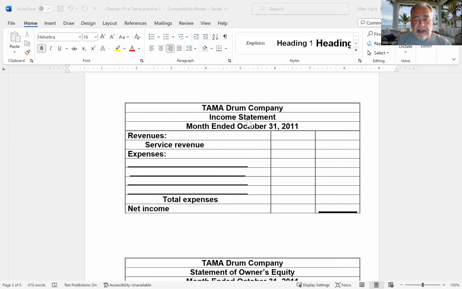Remember how we talked about this? They have to be done in their proper order. So here's the income statement. The income statement starts with revenue minus expenses gives you net income, and you're going to have to fill this out. Okay, you're going to have to recognize which ones were the expenses, what was the service revenue, and then total expense. Now, formatting is important here, okay?